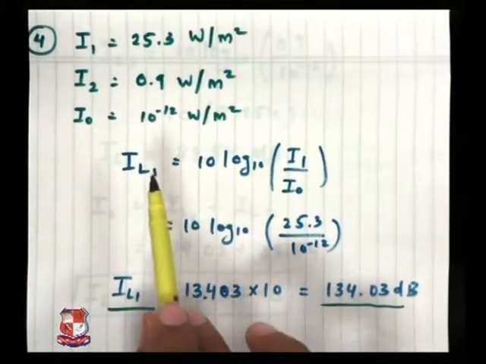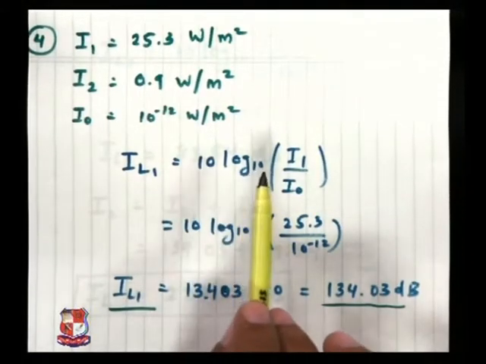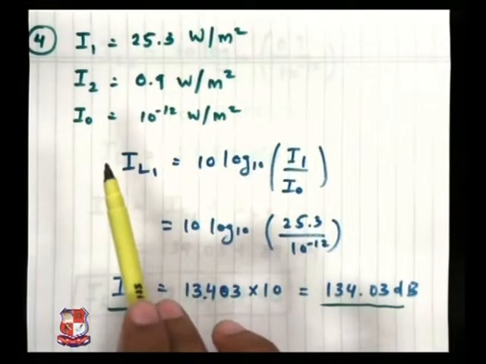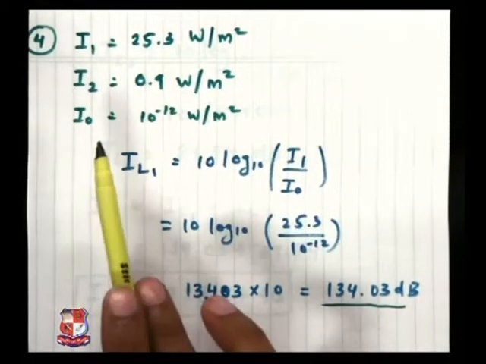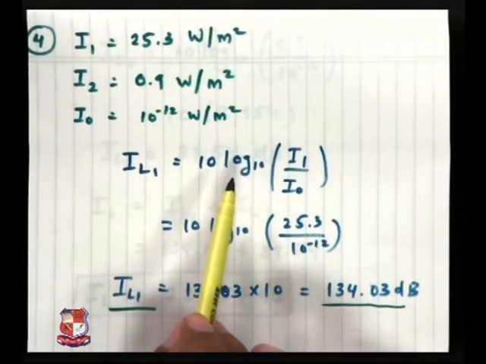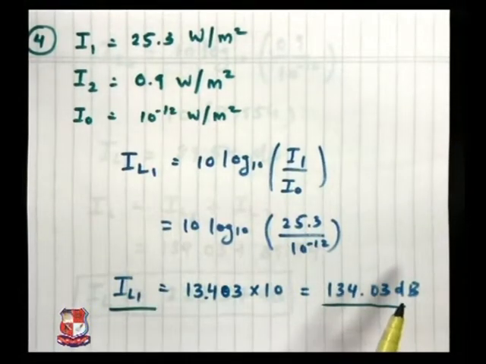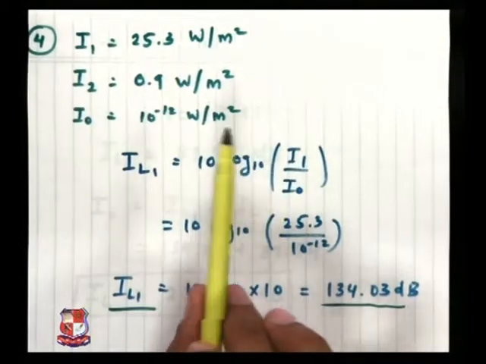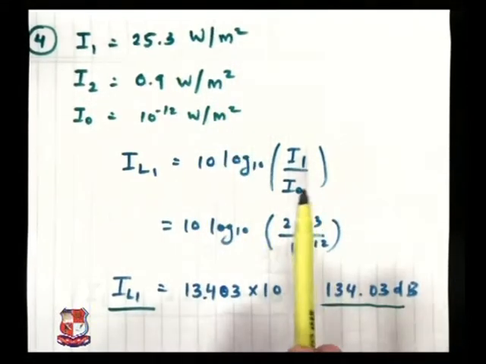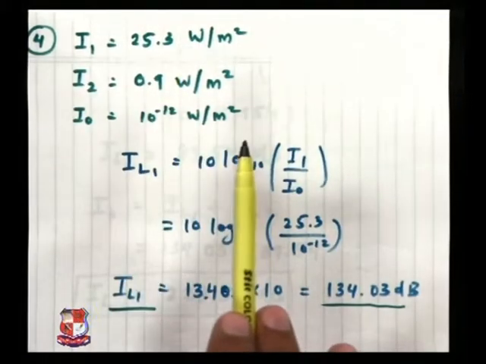Here you can see the equation, IL1 is equal to 10 log base 10 of I1 upon I0. This equation is derived in the chapter of acoustics or architectural acoustics. By substituting this value, you can get the value of intensity level in decibel. Here I1 represents the intensity of the first source, that is 25.3 watt per meter square, and I0 is the standard intensity, that is 10 raised to minus 12 watt per meter square.